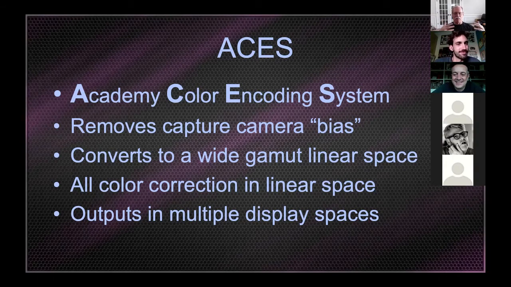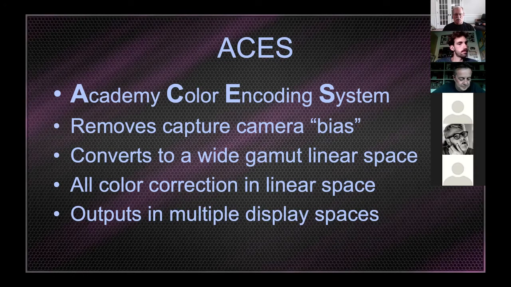ACES backs out the camera bias. Every camera manufacturer offers a table characterizing the camera's performance for ACES so that we can back out the camera's bias, and the data now represents literally the photons at the scene that you shot. And that's called scene referred data.